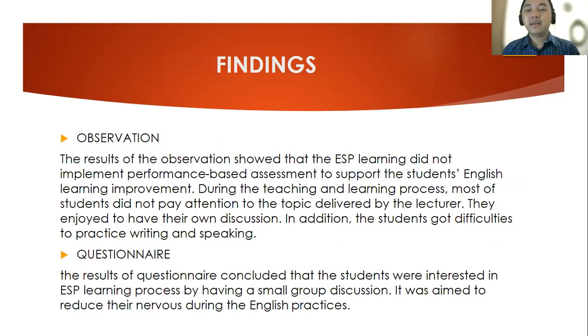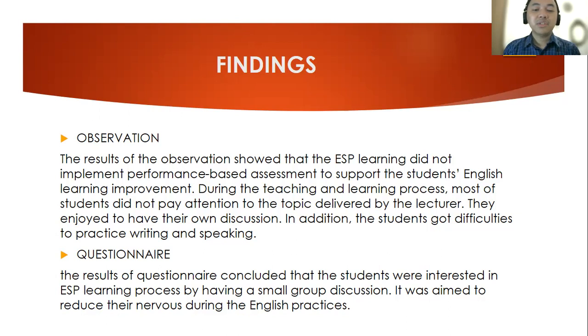And then the findings here, I describe the findings based on the instruments collected in the research. The first is observation. The finding of observation showed that the ESP learning did not implement performance-based assessment to support the students' English learning improvement. During the teaching and learning process, most of students did not pay attention to the topic delivered by the lecturer. The students just enjoyed to have their own discussion. And in addition, the students got difficulties to practice writing and speaking. So for this observation checklist, it shows that the process of teaching learning was run not successfully.